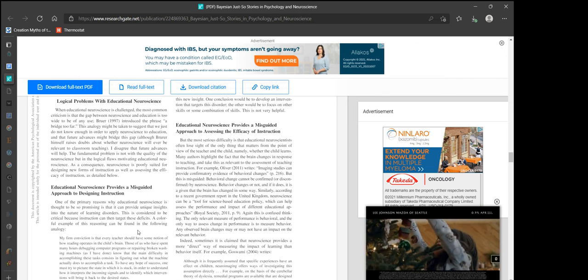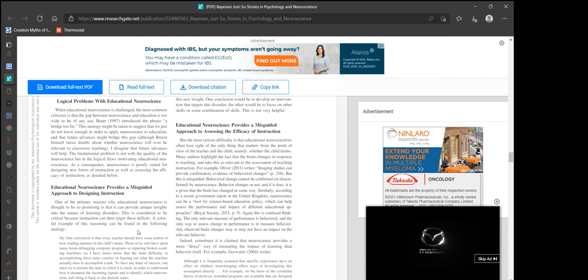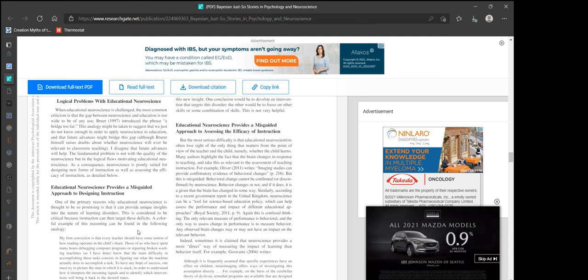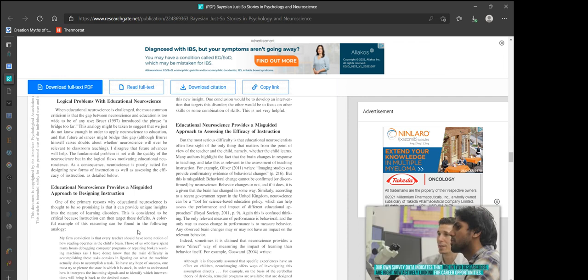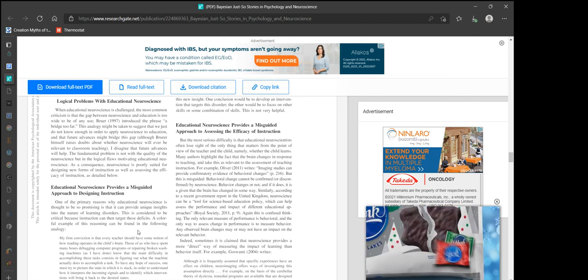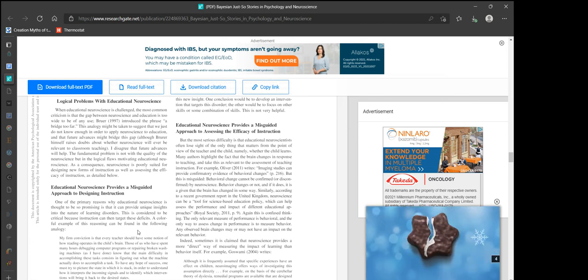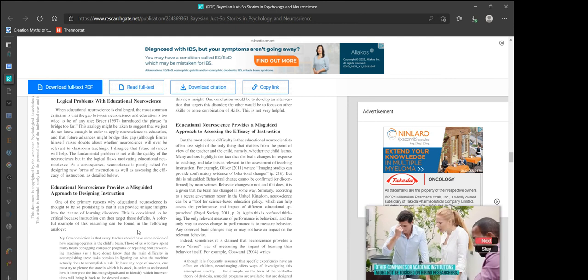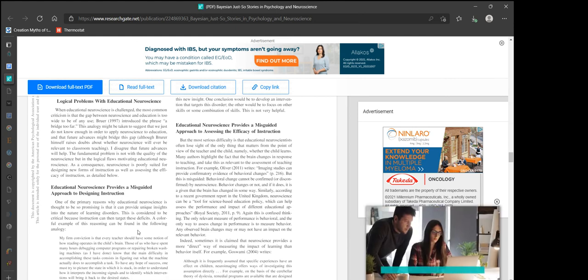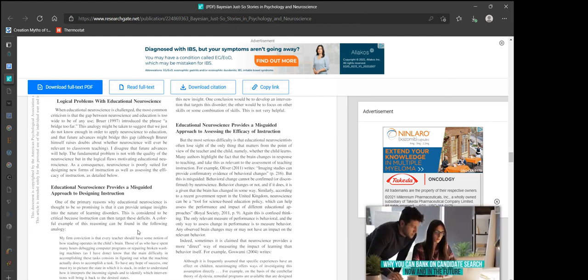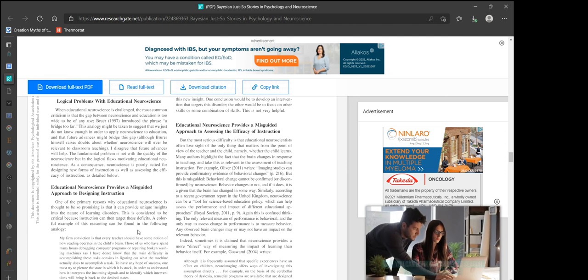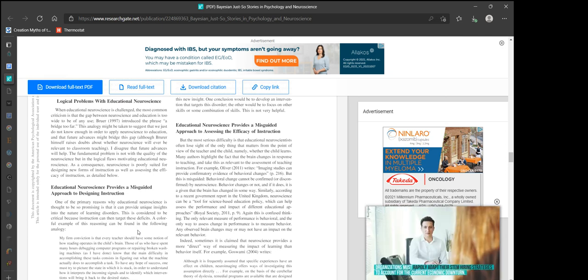Brewer, 1997, introduced the phrase, a bridge too far. This analogy might be taken to suggest that we just do not know enough in order to apply neuroscience to education, and that future advances might bridge this gap. Although Brewer himself raises doubts about whether neuroscience will ever be relevant to classroom teaching, I disagree that future advances will help. The fundamental problem is not with the quality of neuroscience, but in the logical flaws motivating educational neuroscience.